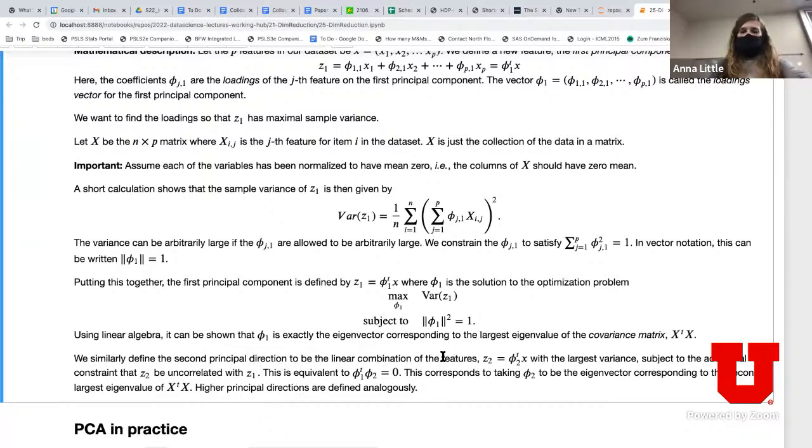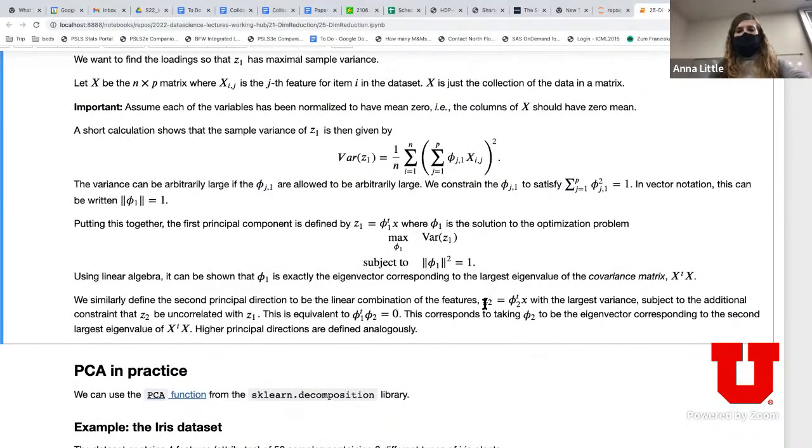Okay, and then what you're really doing there, you can think of finding that second feature. You want to find the next feature with the largest variance, subject to the additional constraint that Z2 is uncorrelated with Z1. You don't want to find features that are correlated with each other. You want them to be uncorrelated with each other. But this turns out to just be equivalent to those phi's being orthogonal to each other. That is going to be automatically satisfied by the eigenvectors of the covariance matrix due to properties from linear algebra. And then you can take as many as you like.